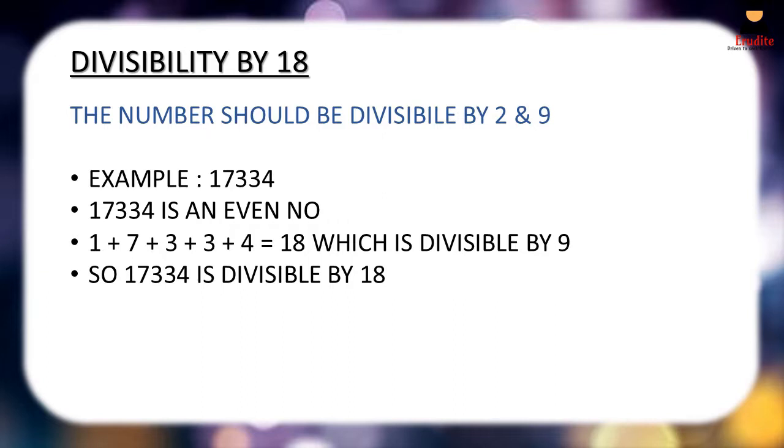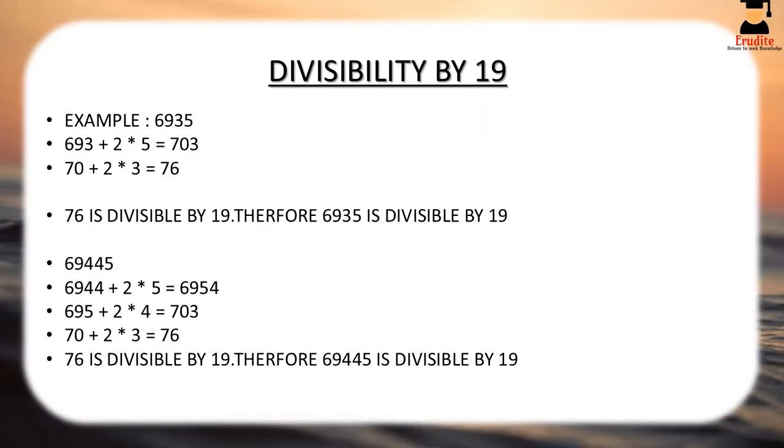For 18, I can again express 18 as a product of two co-prime numbers, 2 and 9. So if my number is divisible by both 2 and 9, I can say that it is divisible by 18. For the divisibility test of 2, it has to be an even number, and for the divisibility test of 9, the sum of the digits has to be divisible by 9. If I consider 17334, it is an even number, so my number is divisible by 2. The sum of the digits is 1 plus 7 plus 3 plus 3 plus 4, which comes out to be 18. 18 is obviously divisible by 9, so 17334 is also divisible by 9. Since it is divisible by both 2 and 9, I can say it is divisible by 18.